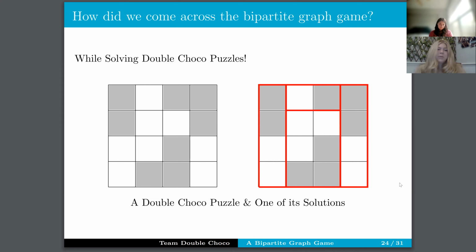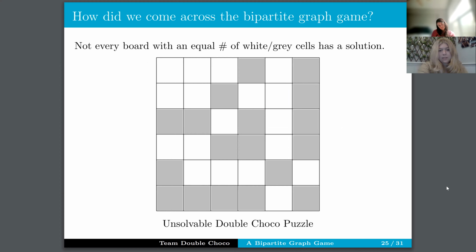And something to note is that the shapes can be mirrored or rotated or reflected. And another thing to note is that there can be multiple solutions. This is just an example of one solution to this board. So not every board with an equal number of white and gray cells has a solution. This is an example of an unsolvable double Choco puzzle. We will discuss why it is unsolvable in a couple slides.